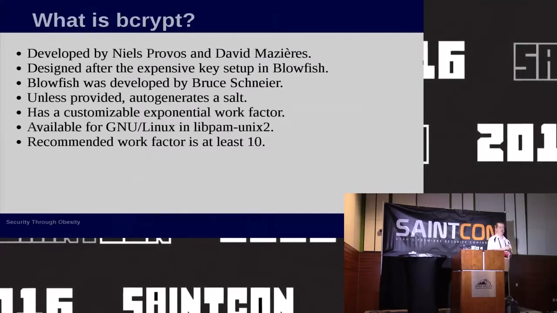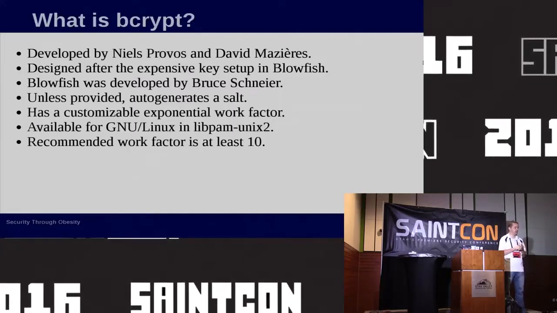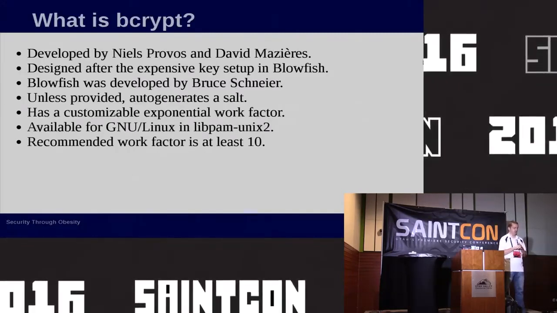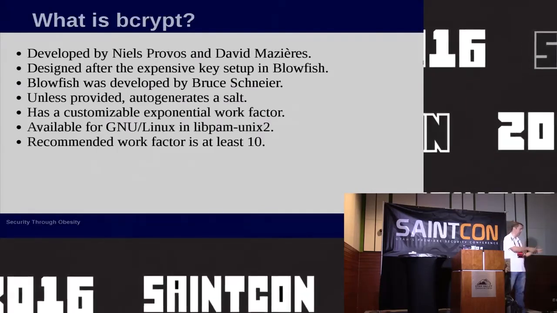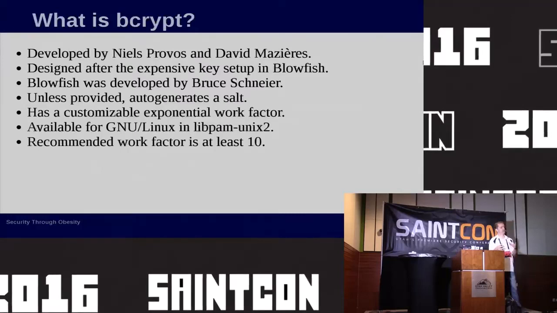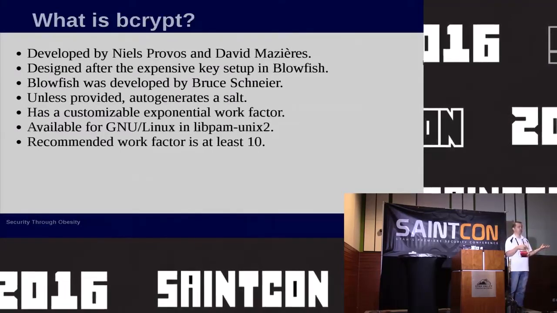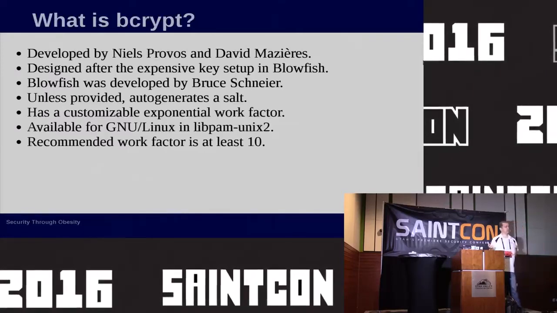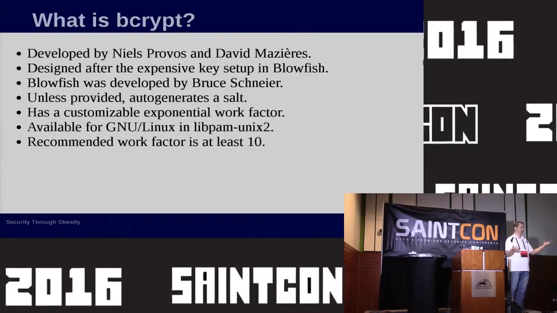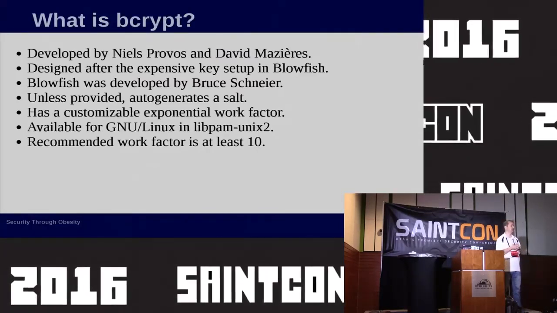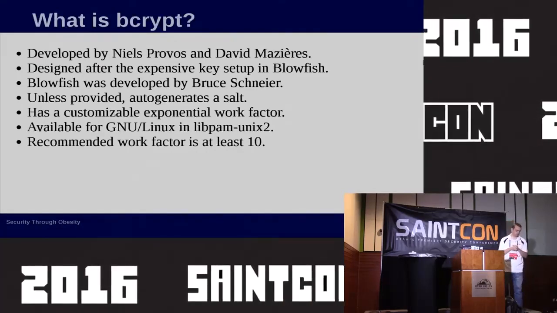Blowfish was designed by Bruce Schneier, who's a very popular cryptographer, security expert. But bcrypt took that function, that expensive key setup, out of Blowfish as the model to base the password hashing function on. But Blowfish is an encryption algorithm. Bcrypt is a password hashing algorithm. Very different. One can reverse a string of text, the other can't. Okay? So they are different, just for that clarification.